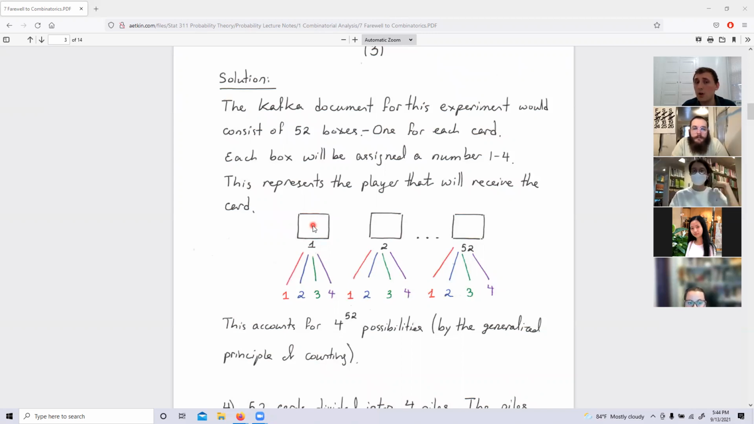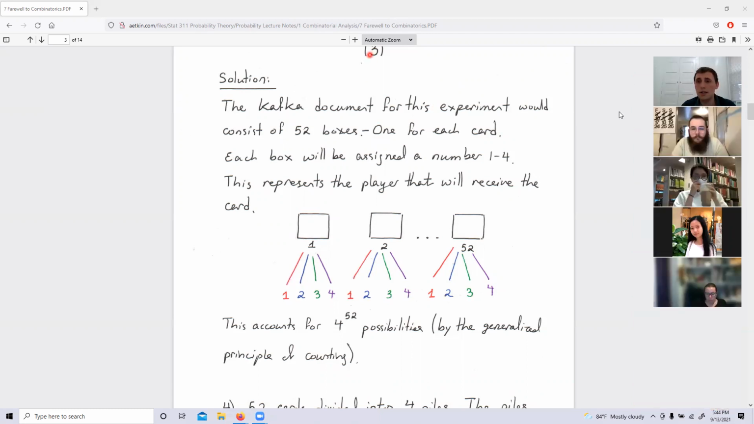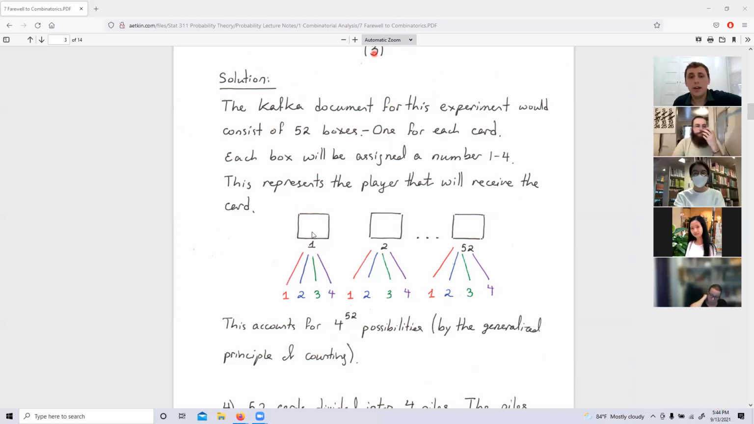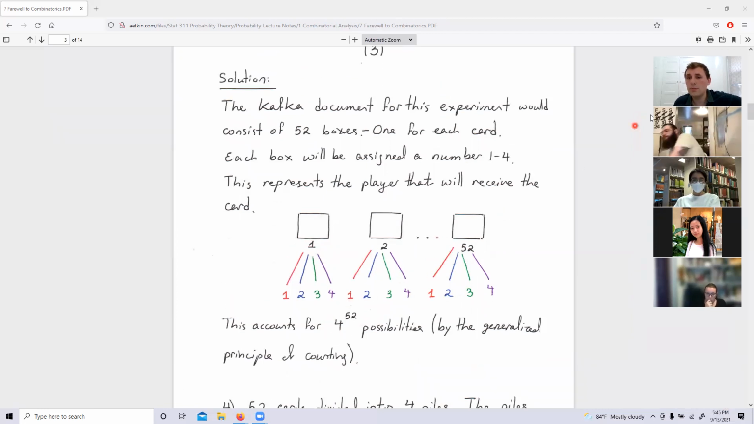So for example, the code 44444 repeated 52 times means that player number 4 received all the cards and the others got nothing. Yes? You understand what I'm saying? So the codes here are strings of numbers; the string is 52 symbols long, and it is made out of the numbers 1 through 4. And so there are 4 possibilities here, 4 possibilities in the next situation and onwards. So the answer is 4 times 4 times 4, 52 times, or 4 to the power of 52.